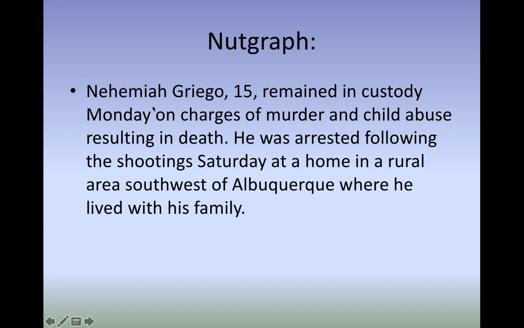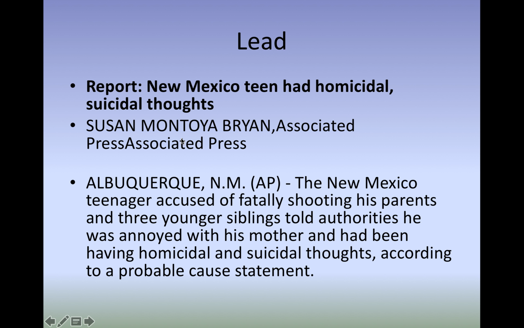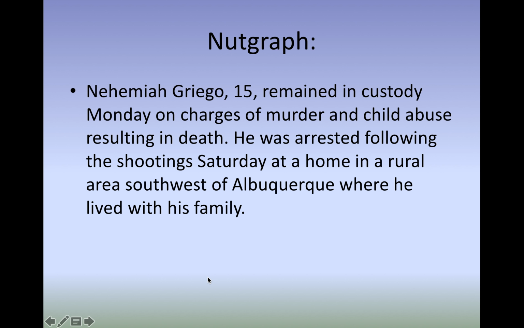And there we go. We don't know the teen's name in the lead. Let me go back over here. We don't know the teen's name in the lead, but in the nut graph, we find out who he is. Nehemiah Grego, 15, remained in custody Monday on charges of murder and child abuse resulting in death. He was arrested following the shooting Saturday at a home in a rural area southwest of Albuquerque where he lived with his family. This is a nut graph. This gives you more information, tells you his name and the details about him. That's what a nut graph is.